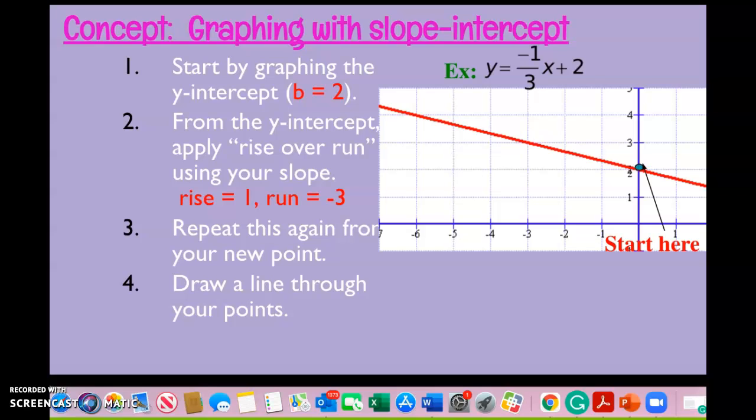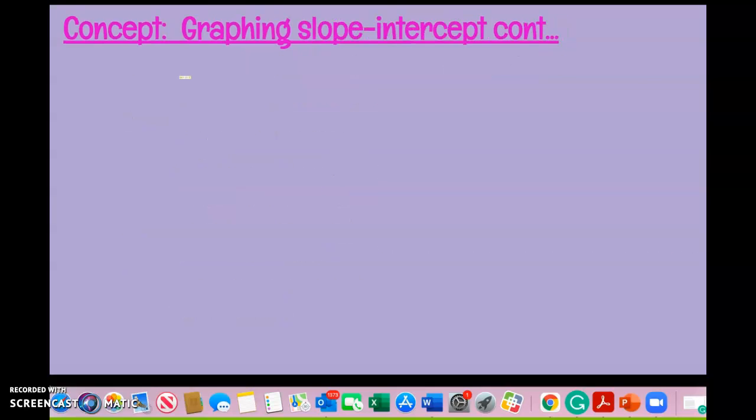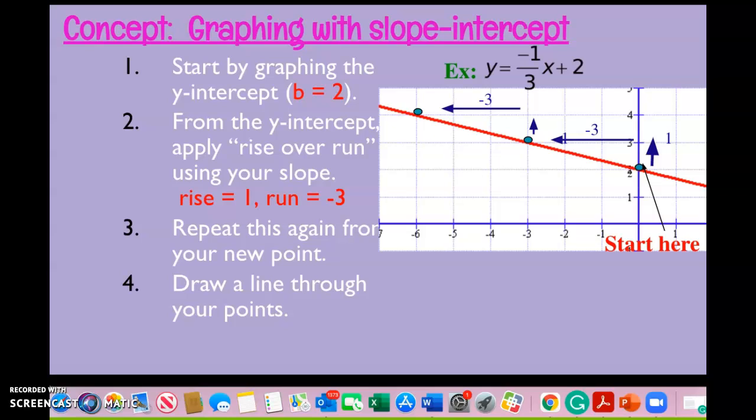Okay, so again the starting point is 2, so I put a dot on 2, and I know that my rise is 1, so I go up 1, and then my run is -3, so instead of going to the right, I'm going to go to the left 3, and that's how I find the second point. Okay, so once I locate 2 points on the grid, then I can draw a line straight through them, and that would be my line. Okay, now I can move on to the next one.